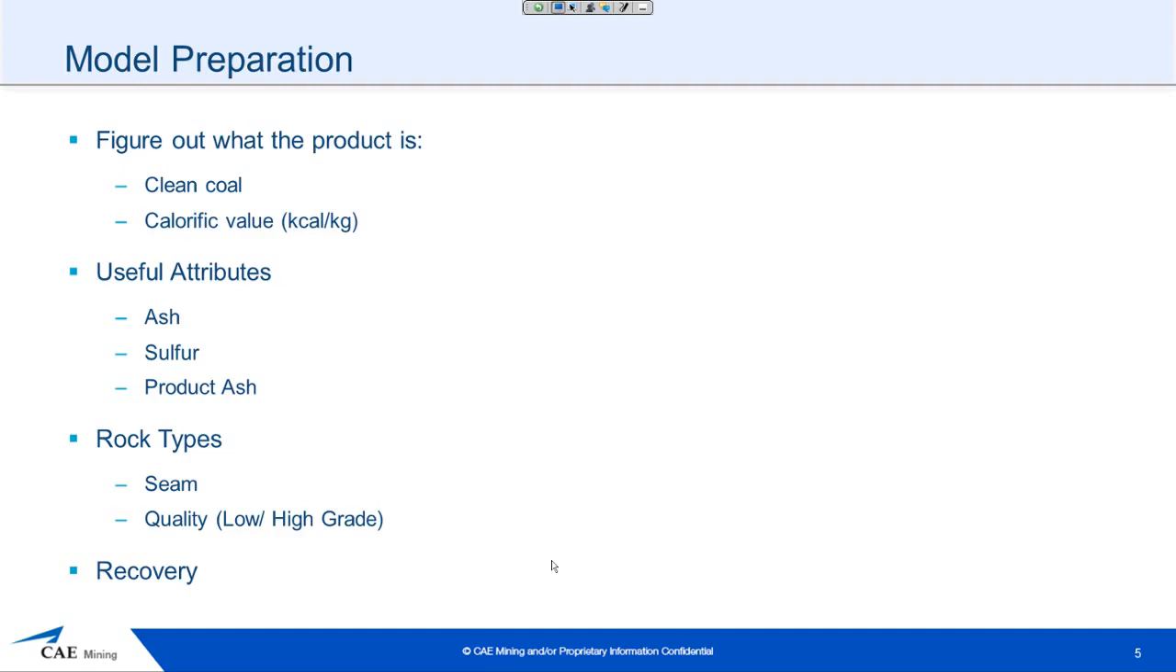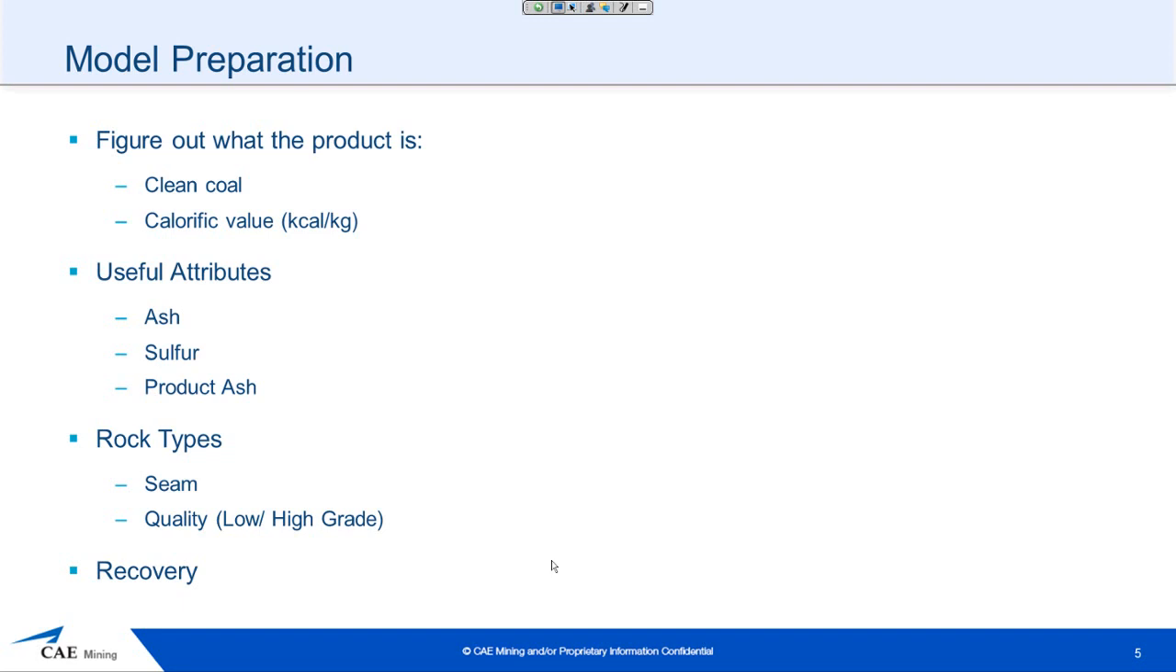Other times I have based it on calorific value, with the economic model paid on calorific value. We should also add in any other useful attributes that we might want to have in our schedule once we pass it on to the accountants or the geologists who want to blend the material coming out of the schedule. So ash, sulfur, product ash. Also, we can set up our rock types both by seam and by quality, whether you want to classify things as high grade, low grade, waste.